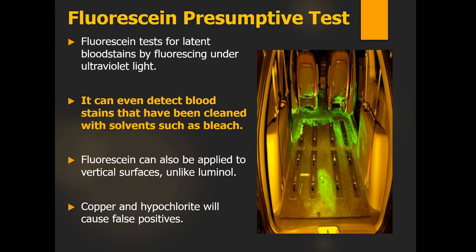Fluorescein can also be applied to vertical surfaces, unlike luminol. Luminol does not stick to vertical surfaces, it just runs. So if you have any vertical surfaces, you want to use fluorescein. And copper and hypochlorite will also cause a false positive, so you have to be really careful. Which is interesting, that they said it can be cleaned with solvents like bleach, but then it can give a false positive because bleach is hypochlorite.